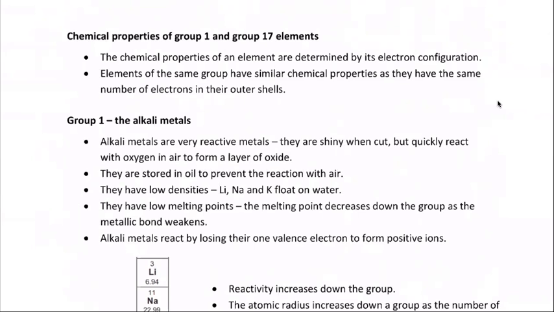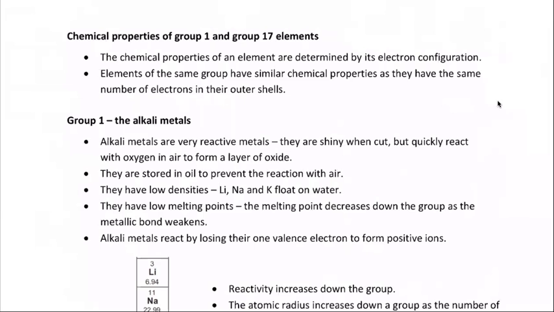So because these are the most reactive groups on the table, group 1 being the most reactive metals, group 17 being the most reactive nonmetals, we see them in a lot of different chemical reactions. We see them doing a lot of different things in a lot of different compounds. And so we tend to use them more. And so it's good to know about their properties because of that.